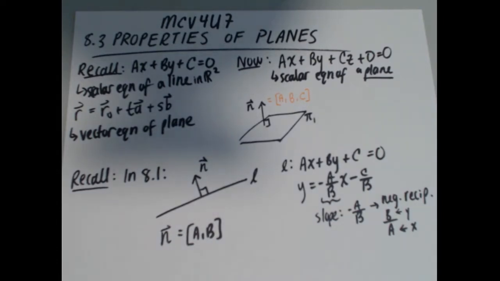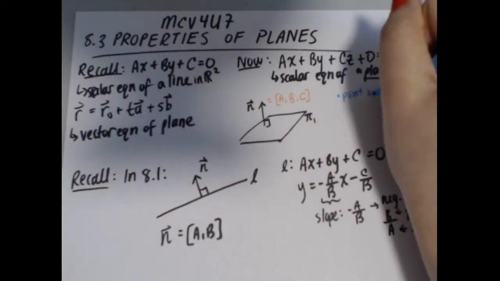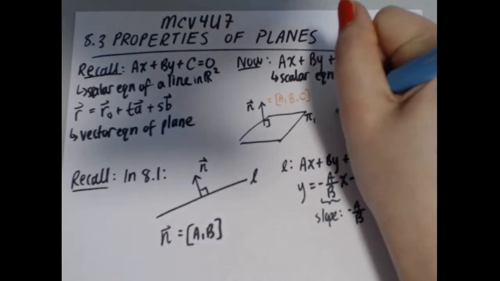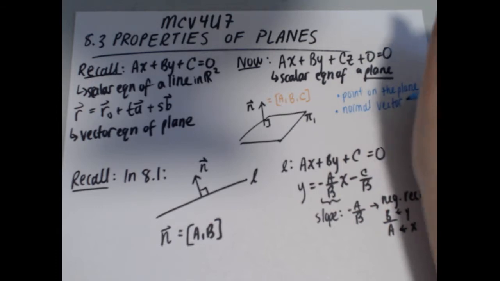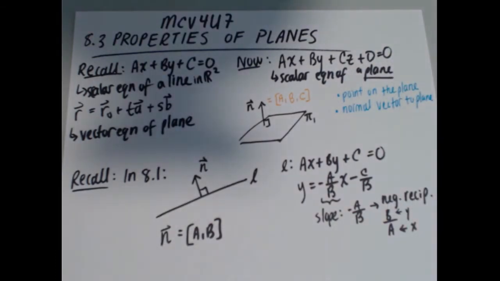So this is why there's only two things we need to have in order to identify the plane. Like I said before, we need a point on the plane and a normal vector to the plane. And that normal vector, once you have the scalar equation of the plane, it's done. All right. So let's move on to the first example.